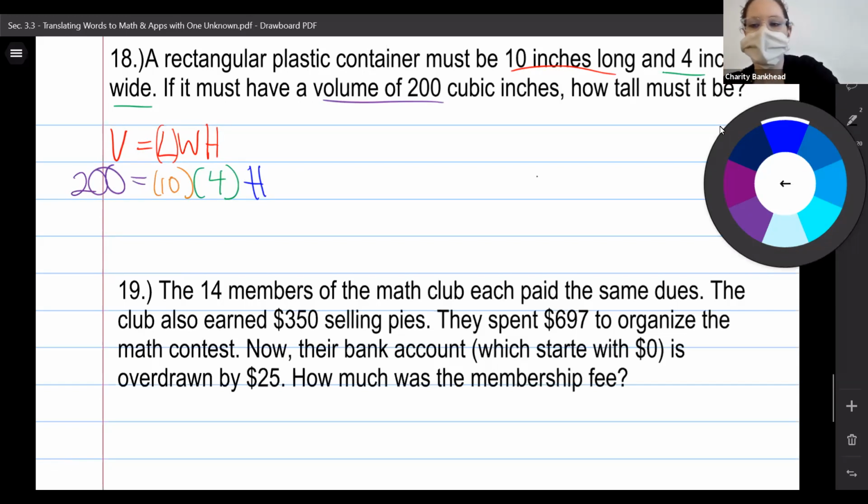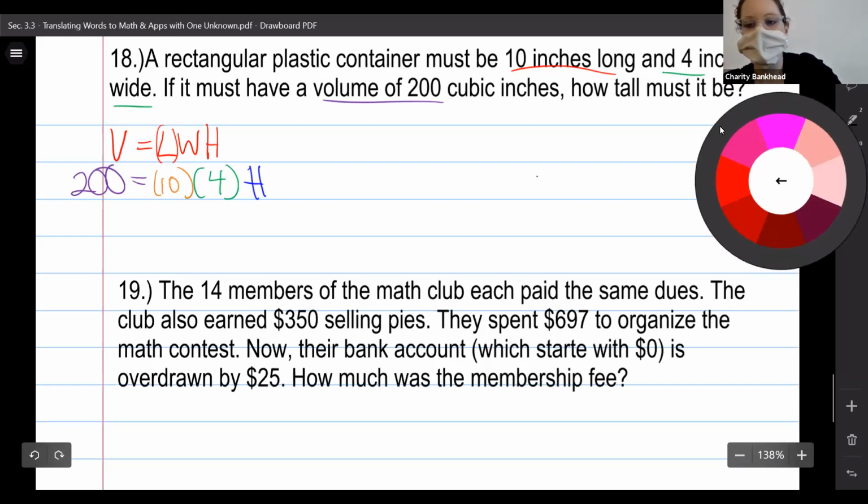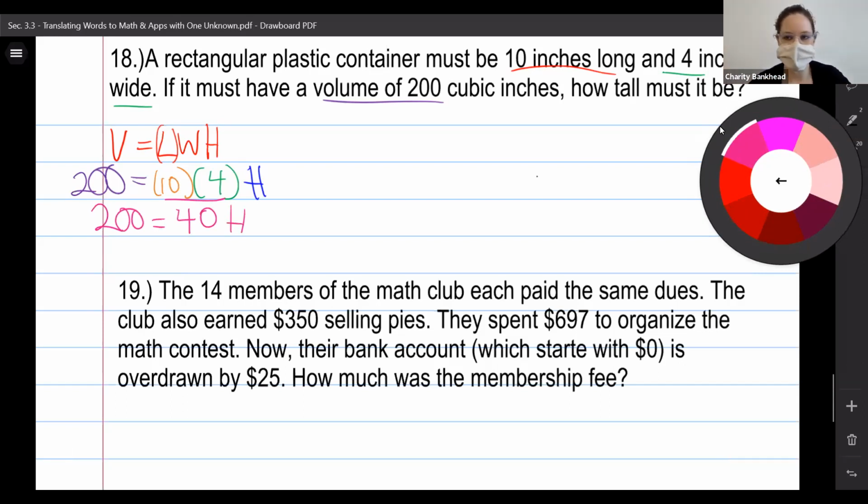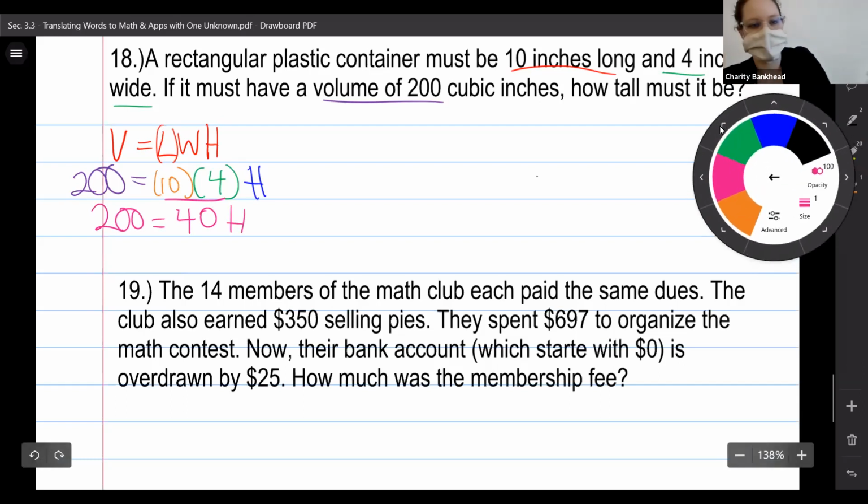And 10 times 4 is 40. So we have 200 equals 40h. So then we could just divide both sides by 40. So that would be 5 inches is equal to the height.